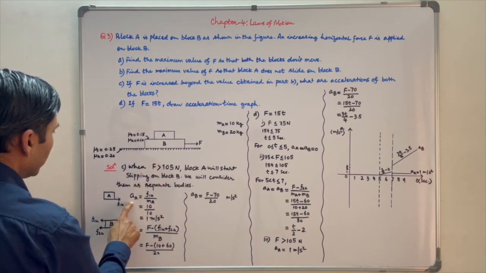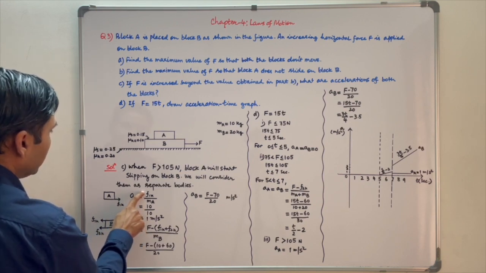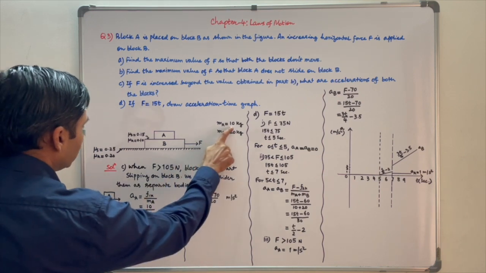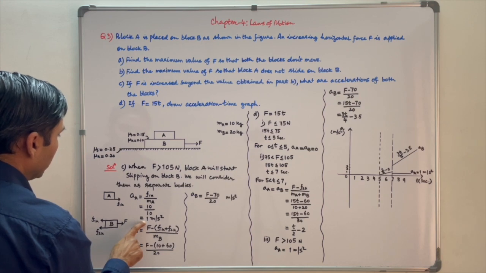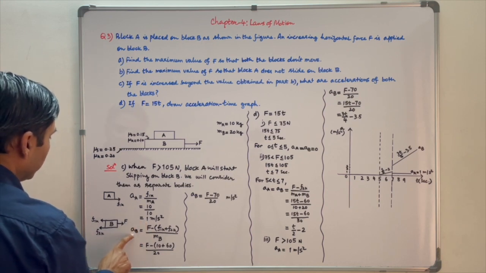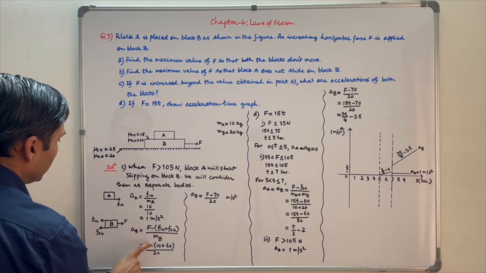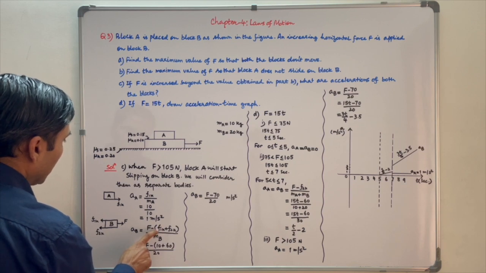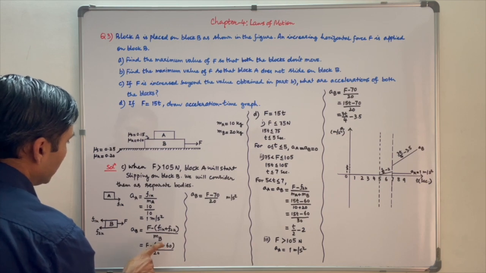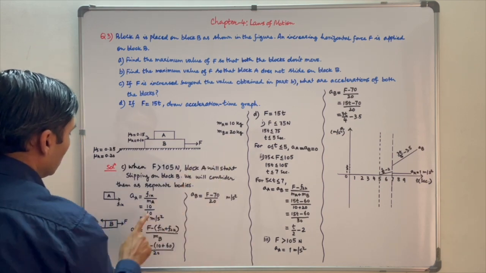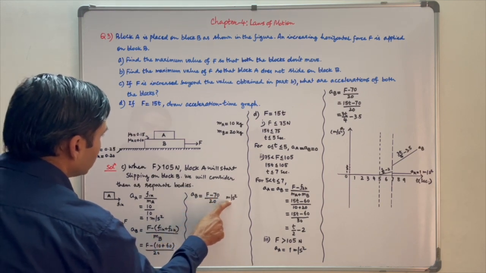So acceleration of block A is equal to F1K upon MA. F1K we have calculated as 10 Newton. MA is given as 10 kg. So acceleration of block A will be equal to 1 meter per second square, which is constant. Acceleration of block B is equal to (F minus F1K minus F2K) upon MB. That is, F minus F1K we have calculated as 10 Newton and F2K we have calculated as 60 Newton. MB is given as 20 kg. So AB will be given by the formula (F minus 70) upon 20 meter per second square.